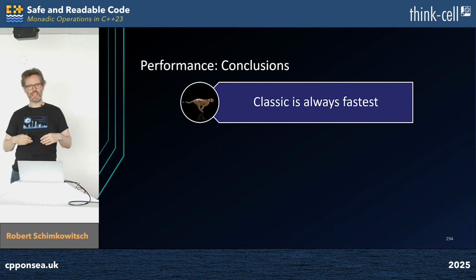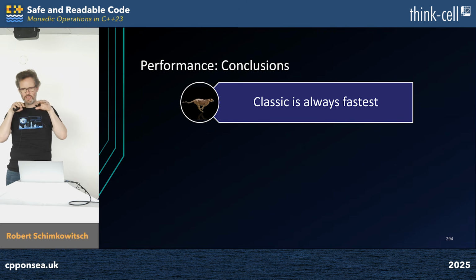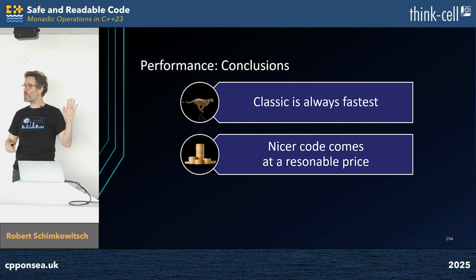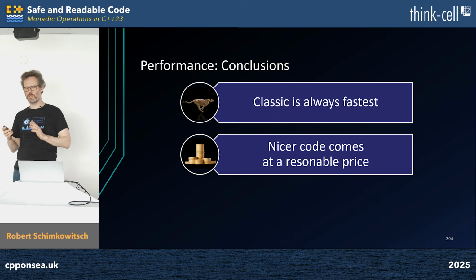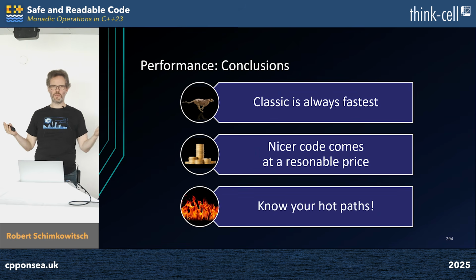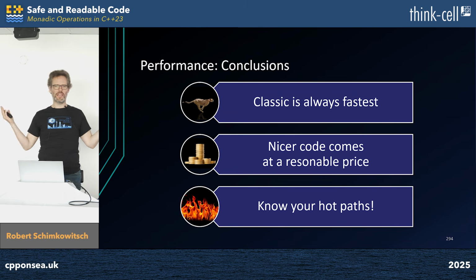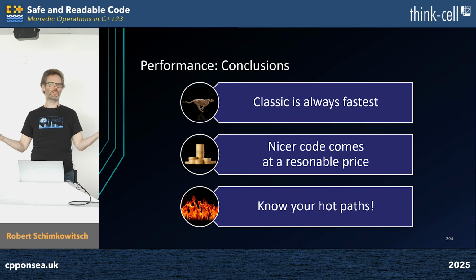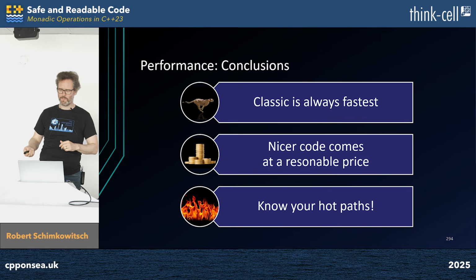Okay, to summarize, if you want fast, then you go for classic manual implementation, implement your special problem in the special way that's best. However, you can get much nicer code for a reasonable price if you are not in the hot path of your application, which means you need to know what your hot path is. And if you understand that, you can decide what's the trade-off worth, is it worth it to make the specific optimization.